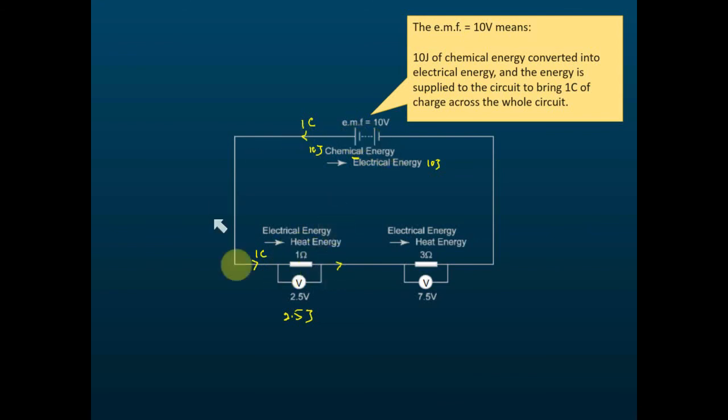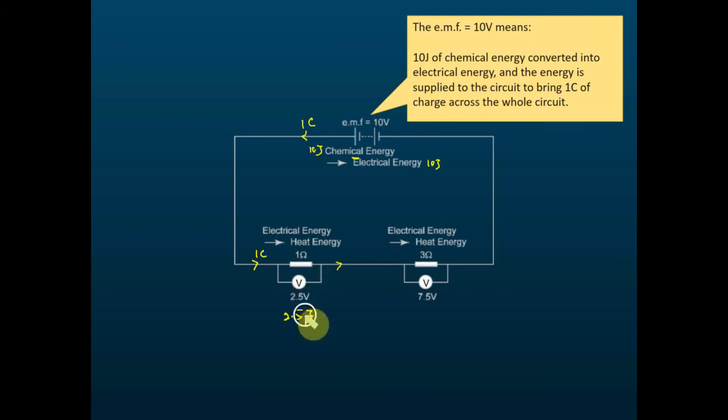Okay, EMF is for the whole circuit. Potential difference is only for two points, from this point to this point. If you move this 1 coulomb of charge from this point to this point, you need to do 2.5 joules of work. When we move this charge from this point to this point, okay, the electrical energy will convert to heat energy in this resistor.